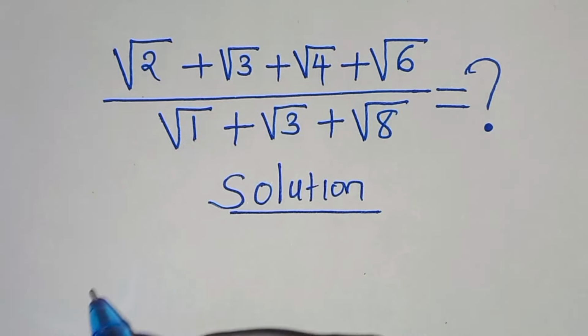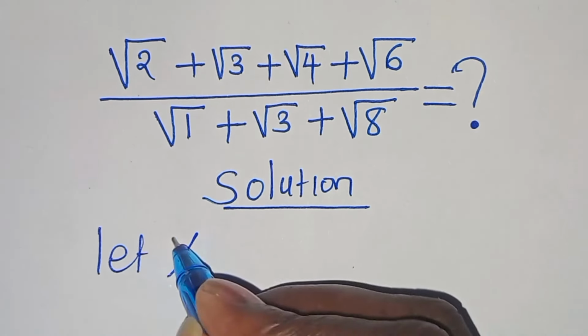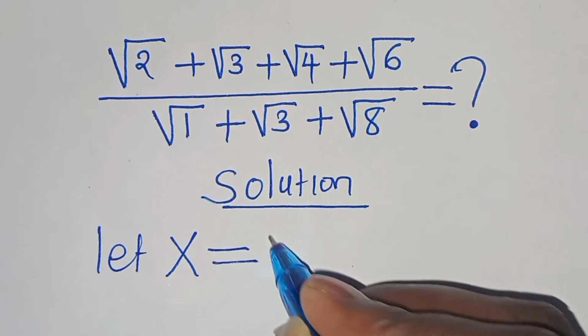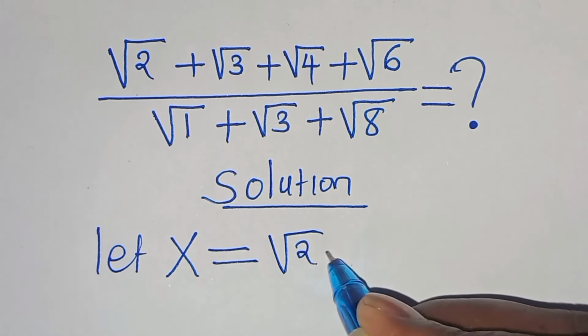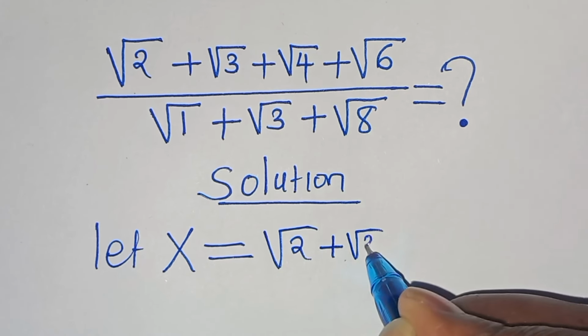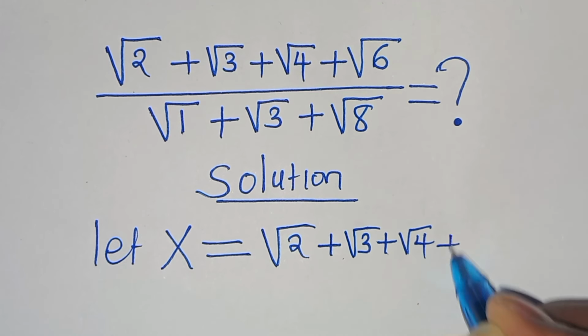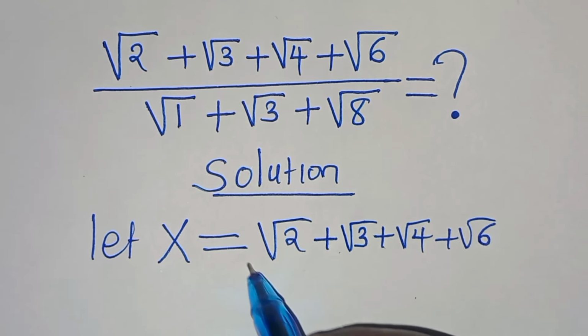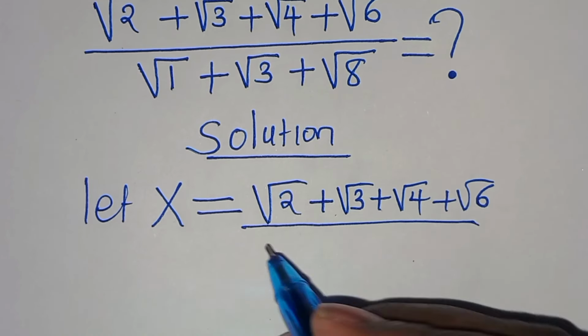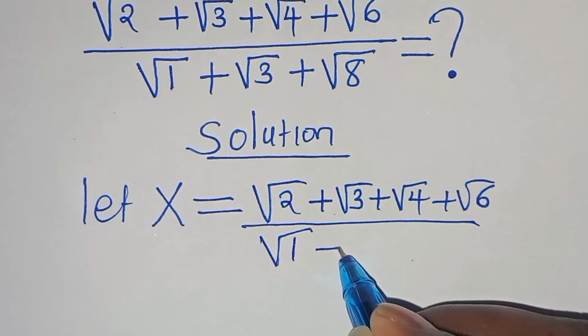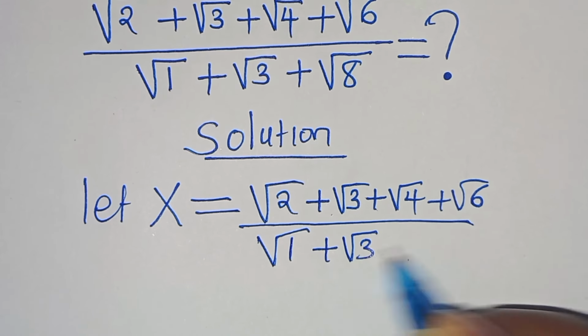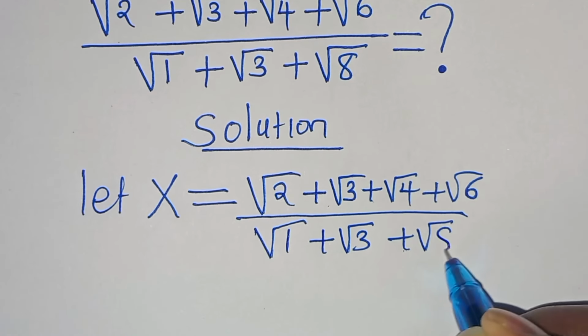So we let x be equal to square root of 2 plus square root of 3, then plus square root of 4 plus square root of 6, everything here, divided by square root of 1 plus square root of 3 plus square root of 8.